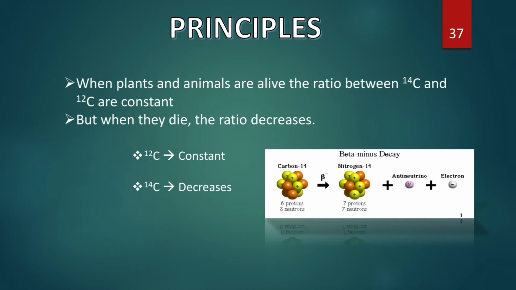This is because the amount of carbon 12 will remain constant, but carbon 14, as it is unstable, undergoes decay and its quantity decreases gradually. So the ratio also decreases gradually.